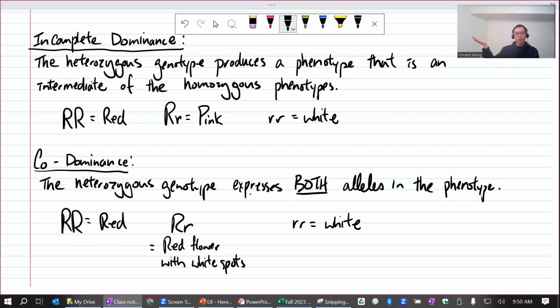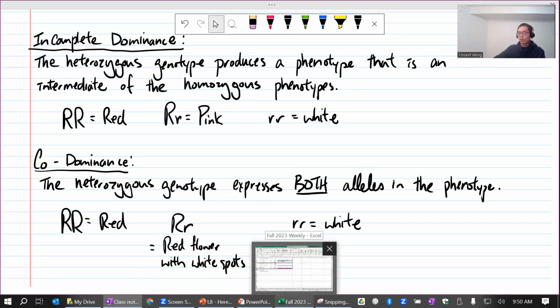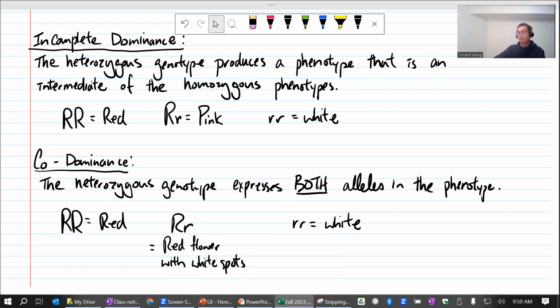We have a cat with long tail and a cat with no tail. They have some baby kittens and they have short tail. Is that incomplete dominance or codominance? What do you think? Incomplete dominance or codominance? Incomplete. That's right. No tail, long tail, somewhere in between, the short tail. How about this one?